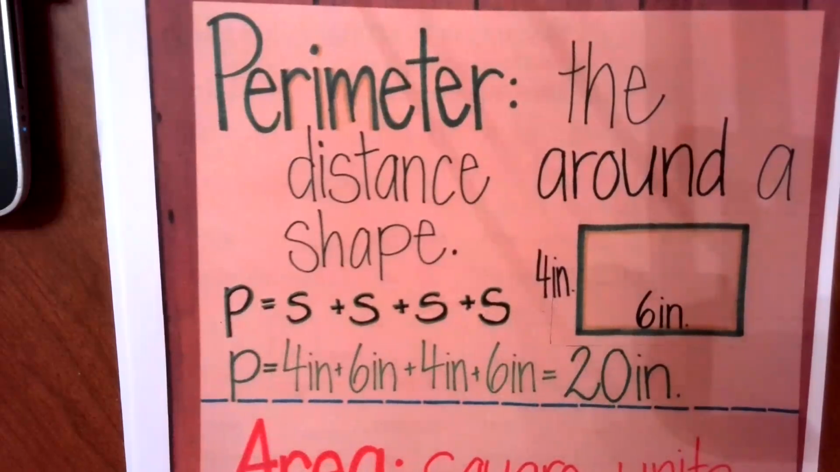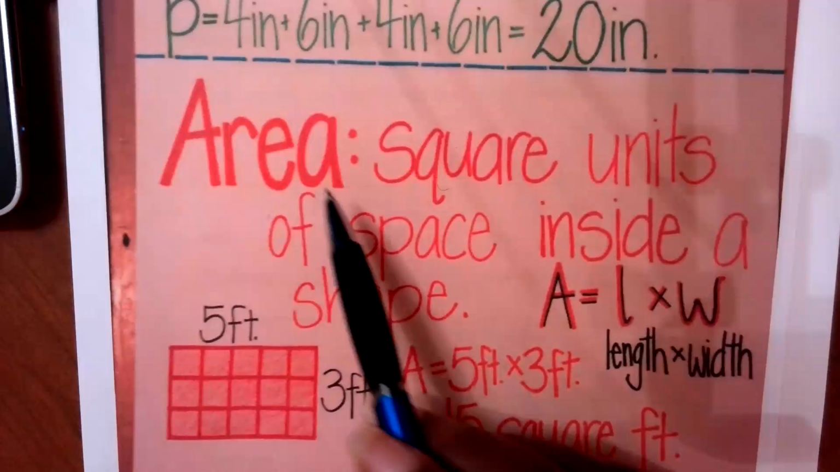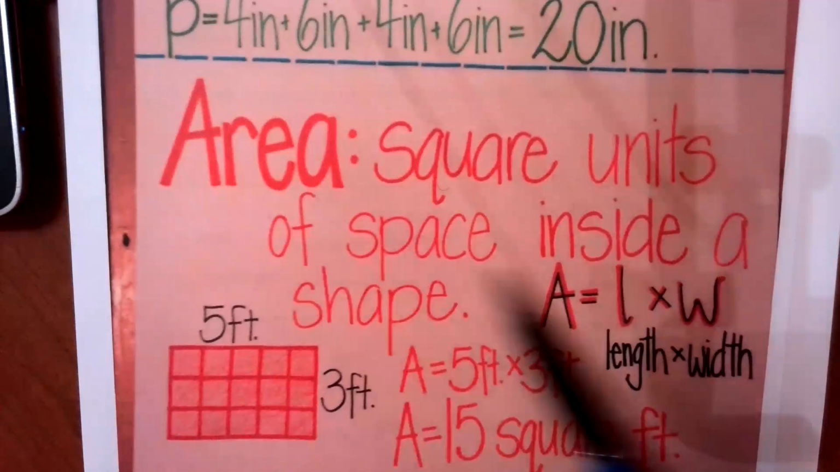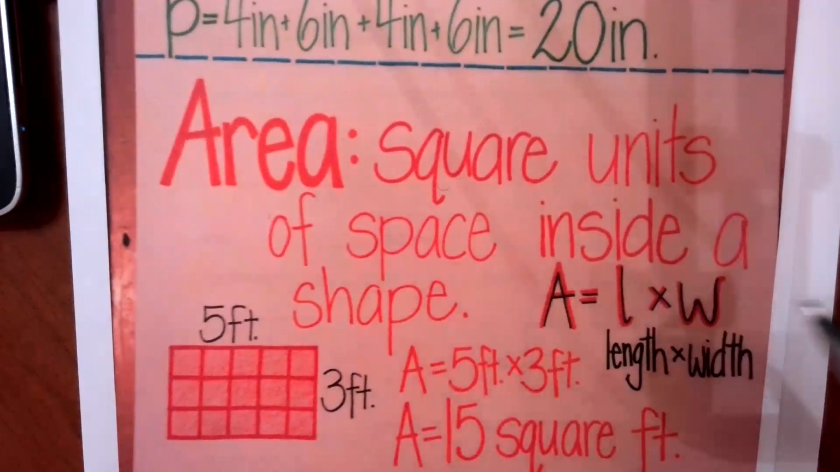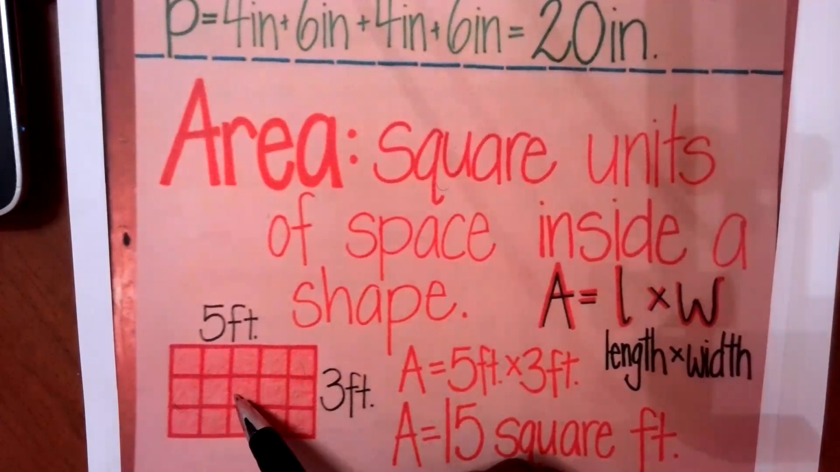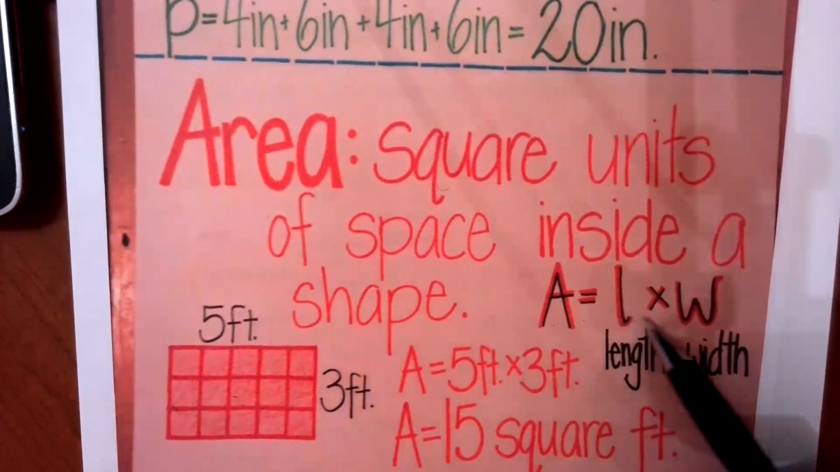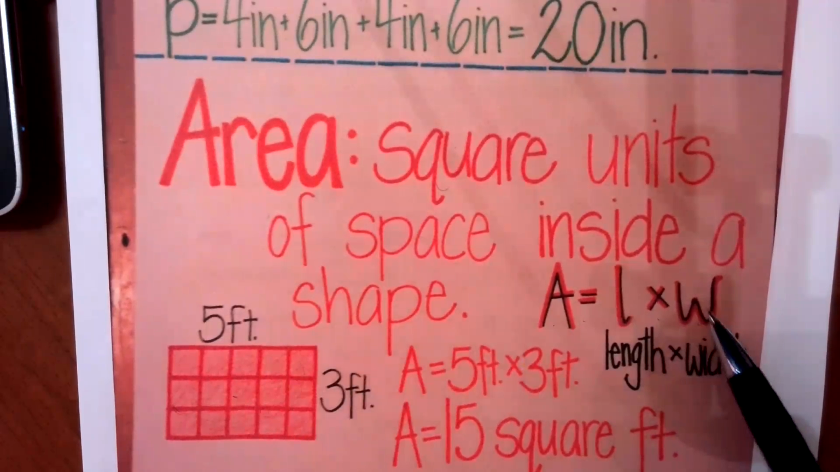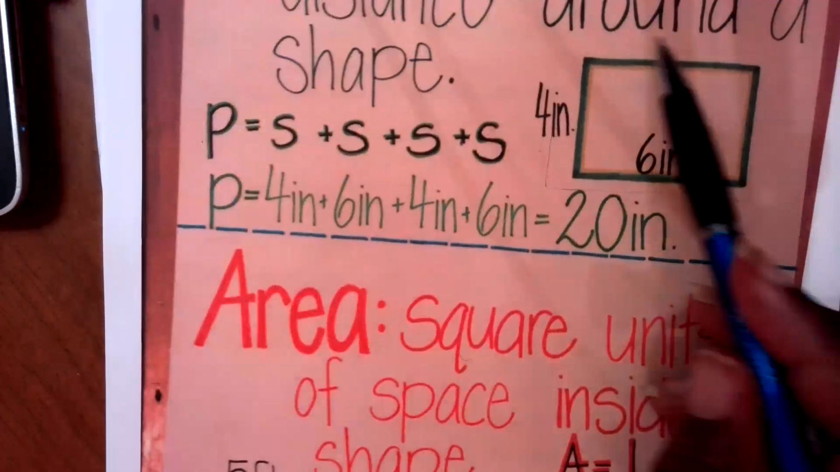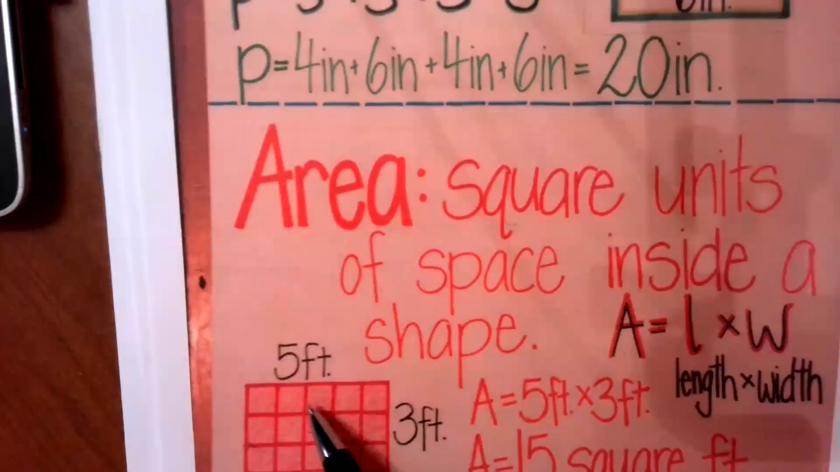Now, our second vocabulary word will be area. Area is the square units of the space inside the shape. So we're trying to figure out how much it takes to fill up the inside of the space. And we're going to use the formula area equals length times width. So we're going to do the perimeter, which is how much it takes to get around the shape, and then the area, how much space is inside the shape. So let's get started.